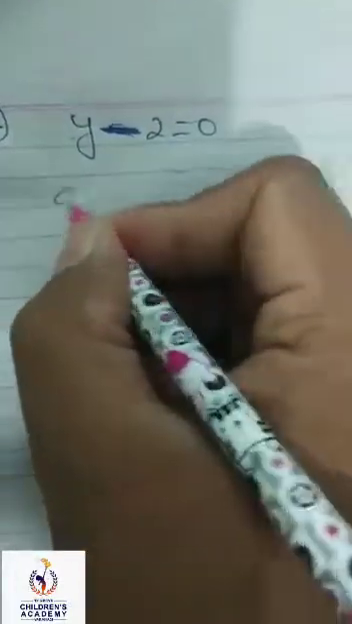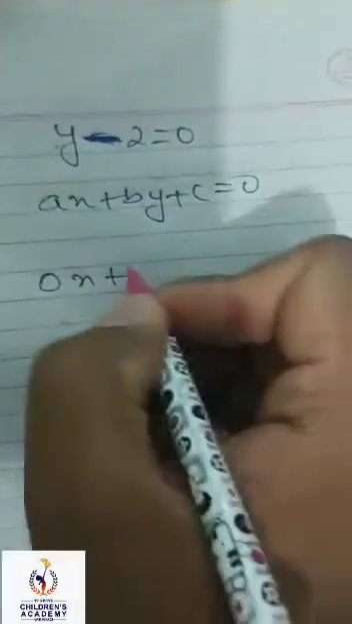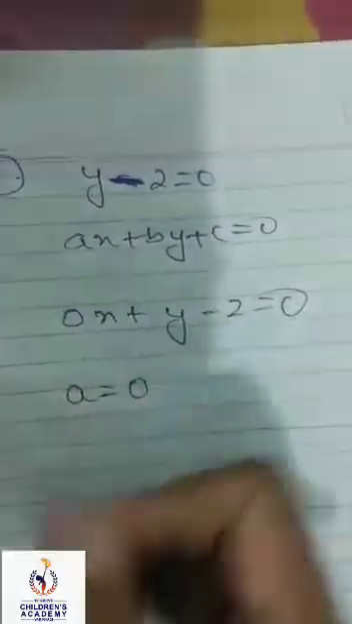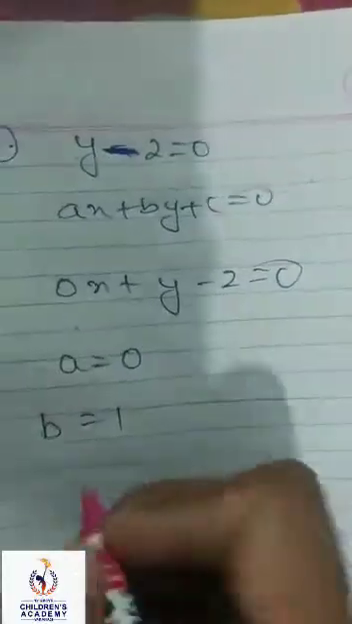Okay, let's see one more question. Question number 7. y minus 2 is equal to 0. So in the ax plus by plus c equal to 0 form, first we will write 0x plus y minus 2 is equal to 0. So when we compare the values, a will be 0, b will be 1 and c will be minus 2.